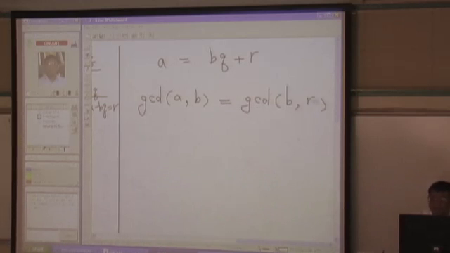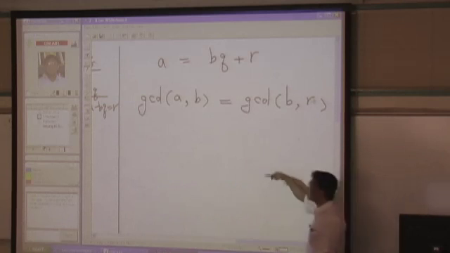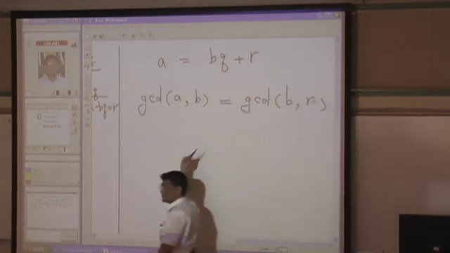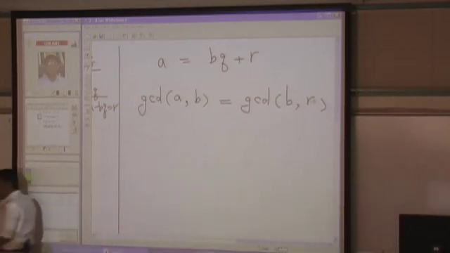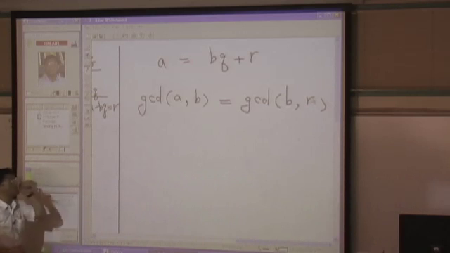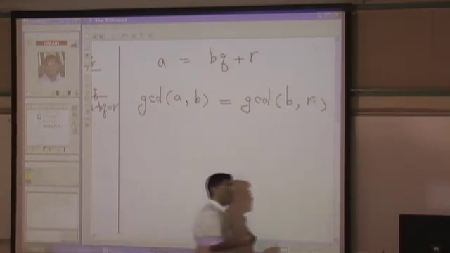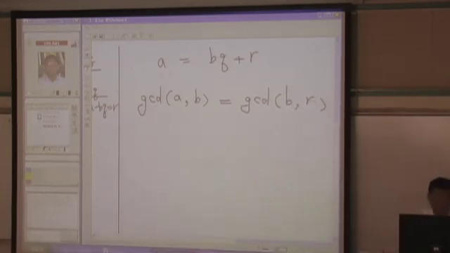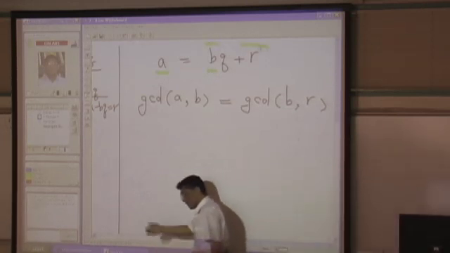B and R. This is the key leading to the proof of the Euclidean algorithm, right? So this is the proof of the Euclidean algorithm. Because of this fact, we can now stack. Stacking this division algorithm is meaningful because of this reason. In other words, once you are asked to find the GCD of A and B, you should not worry about big numbers A and B. You should worry about B and R, right? So this is the key leading to the Euclidean algorithm.